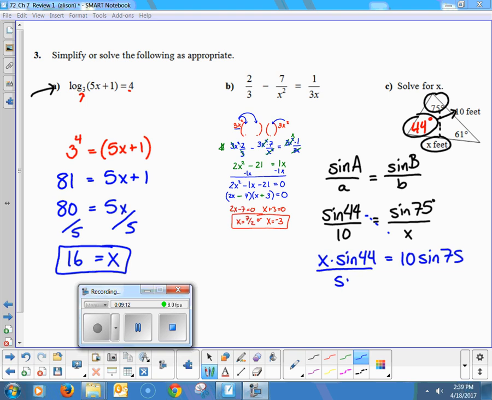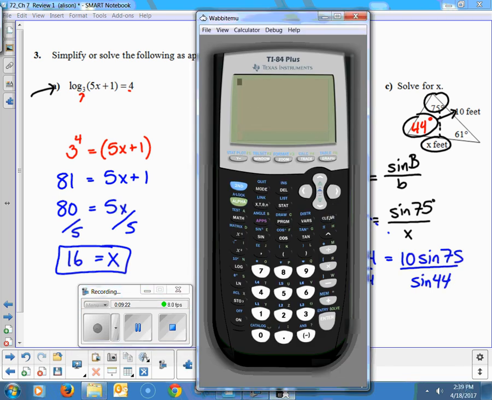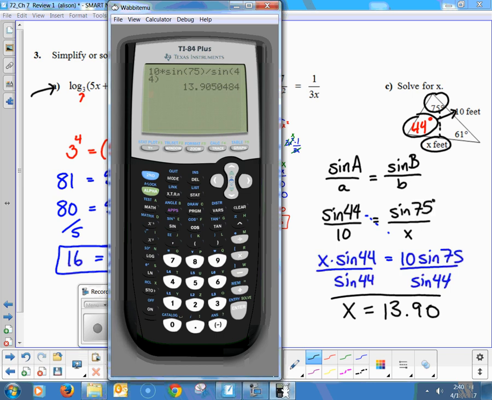We could divide both sides by sine of 44. At this juncture, it's time to get the calculator out. Get it clear, and I have to go 10 times sine of 75, and then divide by sine of 44. I should just check and make sure I'm in degrees. I am. And close parentheses and hit enter. It tells me that my x is 13.90. Leave it at that.